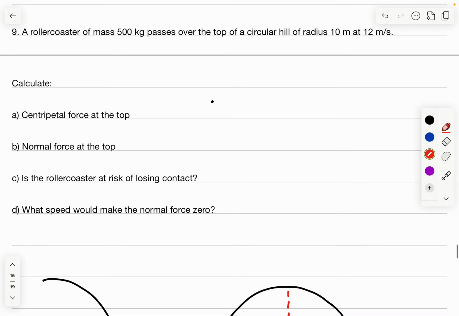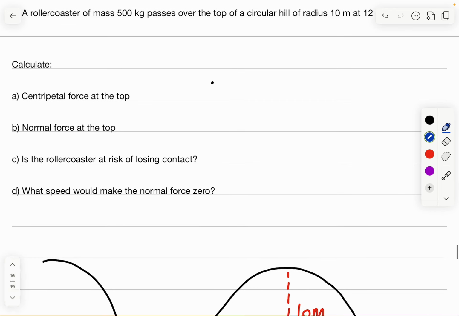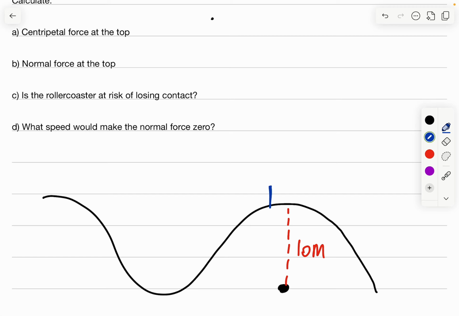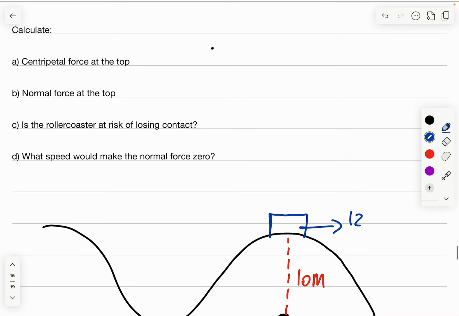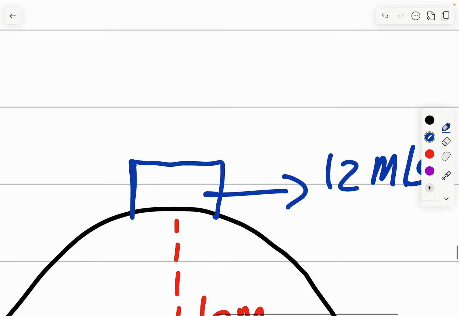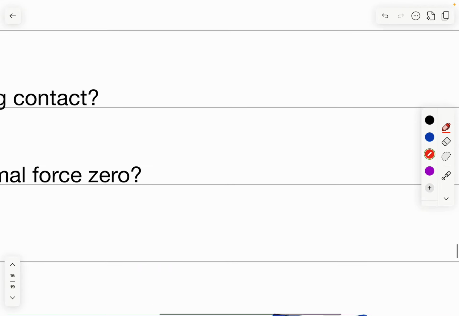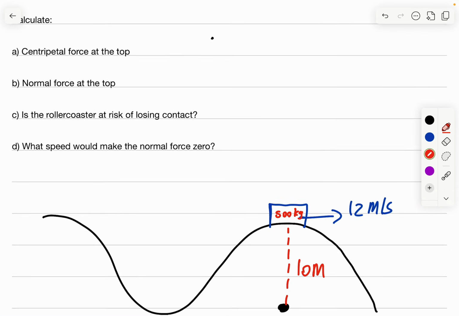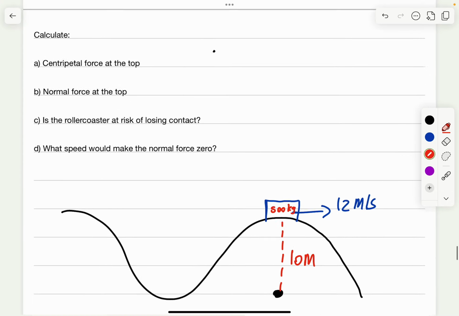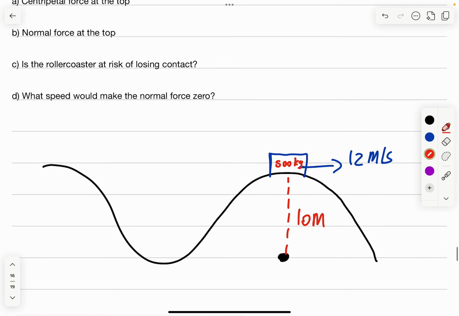At 12 meters per second, a roller coaster of 500 kg passes over the top of a circular heel. This is the heel. They say that the roller coaster passes here going that direction with a speed of 12 meters per second. The mass of that roller coaster is 500 kilograms. And the question says calculate the centripetal force at the top.